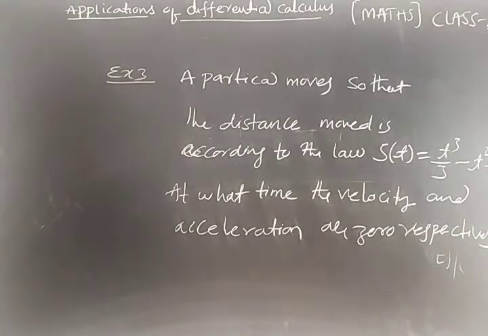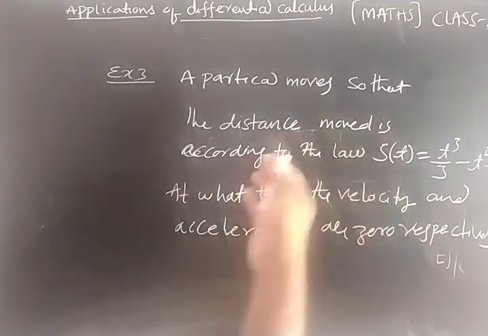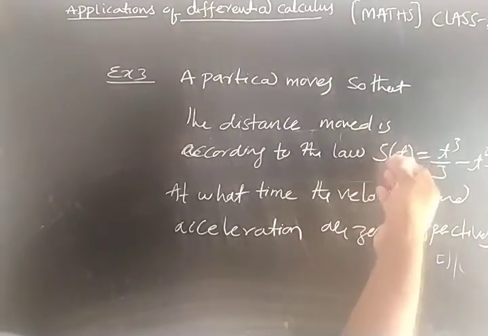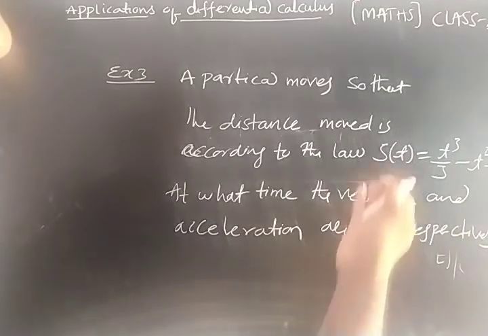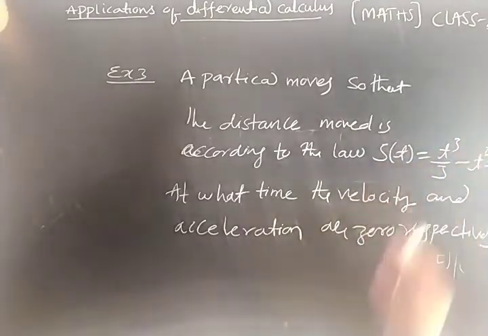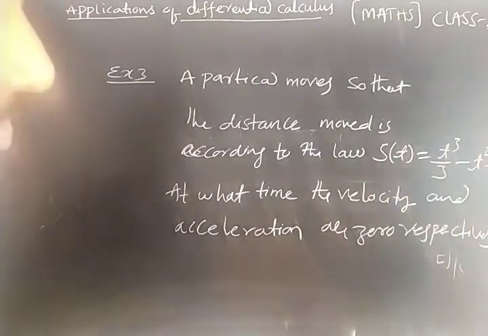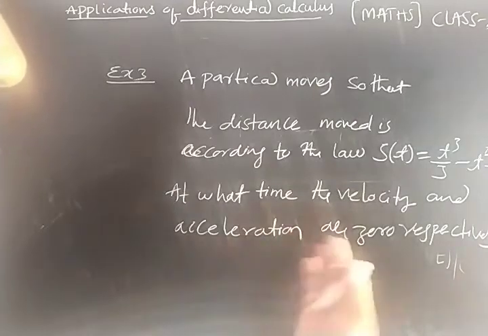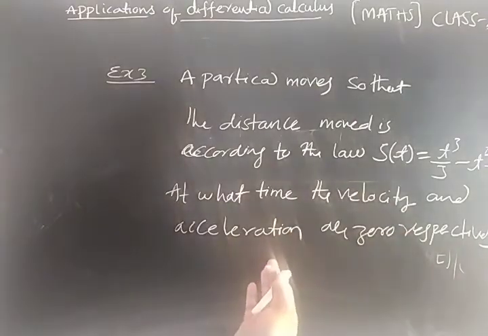See what is given. A particle moves so that the distance moved is according to the law. So this is the displacement. So we have the relation between time and displacement. Displacement is represented as a function of time. We know the time, we can find the displacement, and we have to find at what time the velocity will be 0 and the acceleration is 0.